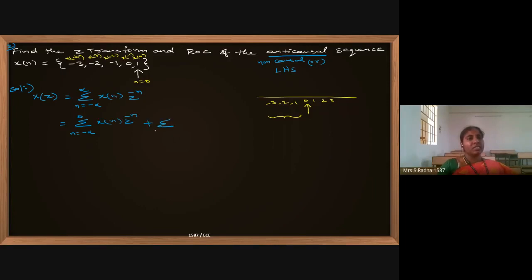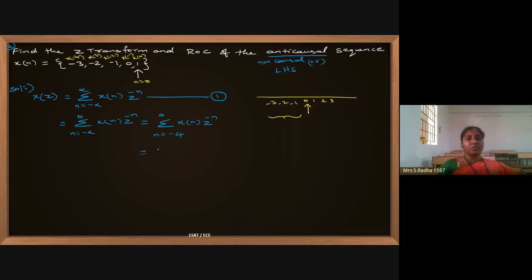Now the signal is from minus 4 to 0. Sorry, this is equal to, not plus. This is equal to. What I am further going to do, I am changing the summation limits because the given signal exists only from minus 4 to 0. Other things I am not changing. This equation 1 is the formula for Z transform.